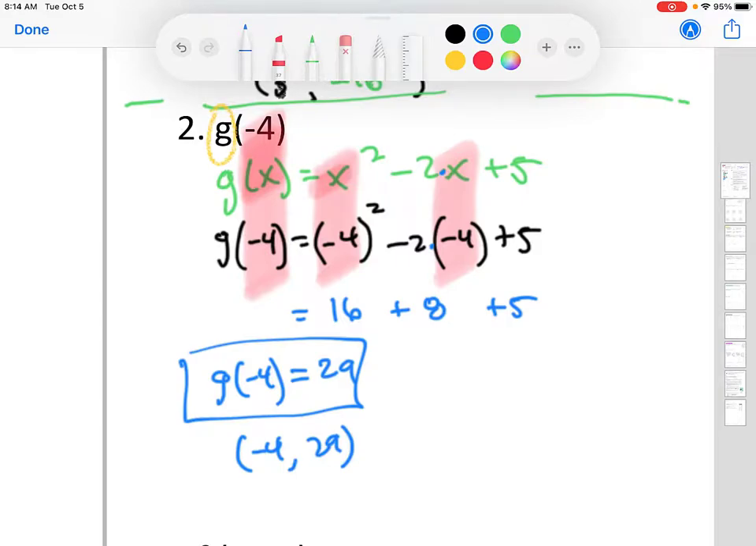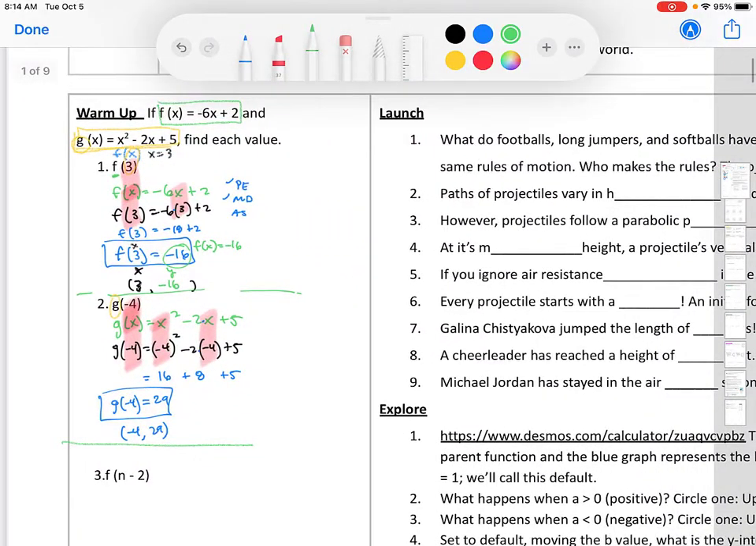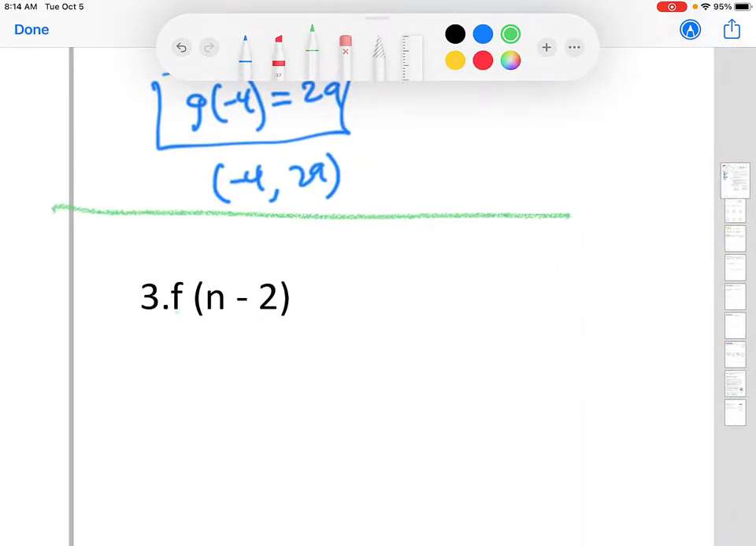Okay, let's go on to the next one. Double check the answers are correct. Okay, this one tells me the function of f, which we said was what color? Green. But here's something different. It has n minus 2 in there. But let's just write out the function for x. F of x equals negative 6x plus 2.